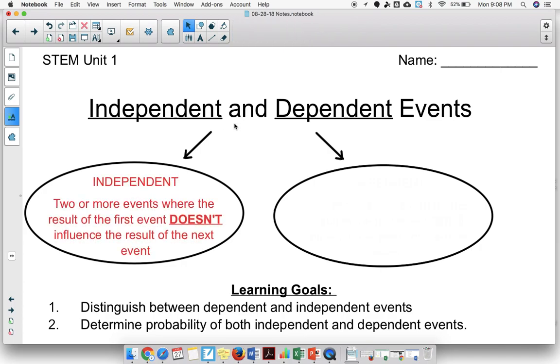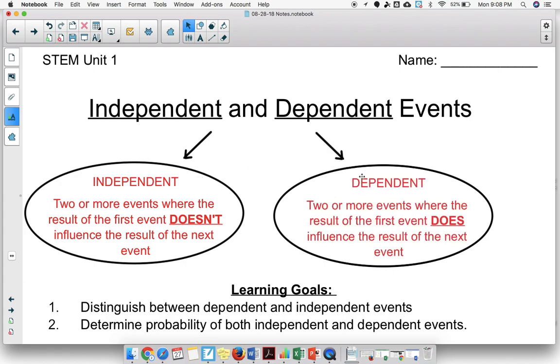And when we look at independent events, we're looking at really two or more events where whatever happens the first time through doesn't affect the outcome for the second event. So, even like picking your favorite team and what shirt you put on this morning. Those two things don't influence each other.